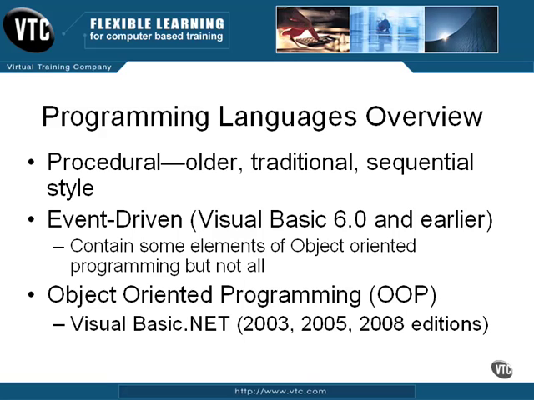Beginning in the early 1990s, Visual Basic, up to and including version 6.0, was an example of an event-driven programming language. Event-driven programs contain some elements of object-oriented programming, but not all. Starting with Visual Basic .NET version 2003, we had a true object-oriented programming language. The subsequent editions in 2005 and 2008 are all examples of object-oriented programming languages using Visual Basic.